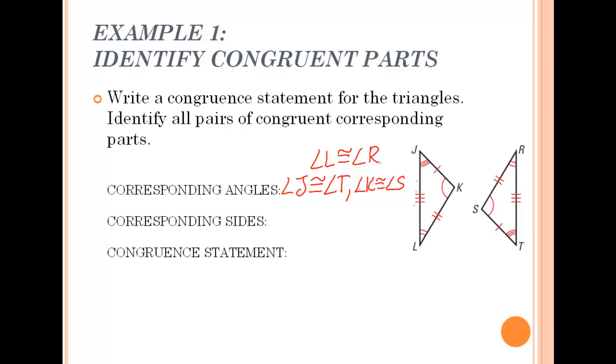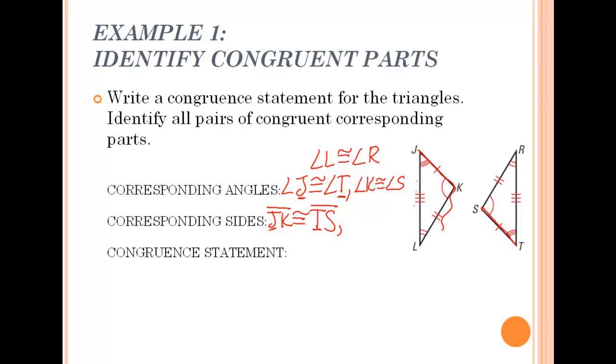For corresponding sides, we have segment JK, which is congruent to, so it's from the 3 markings to the 1 markings. From my 3 markings to my 1 markings would be T and then S. So segment JK is congruent to segment TS. We want to make sure we keep our points in the right order. See how J and T are corresponding angles, J and T should be in the same spot here.